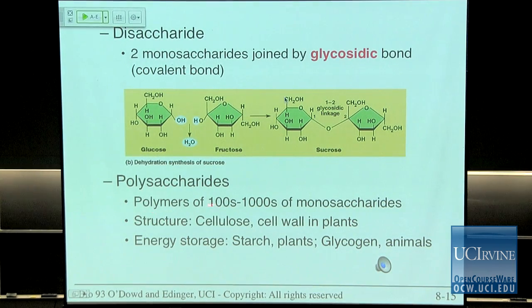Polysaccharides are when you have polymers of hundreds to thousands of monosaccharides. You can have, well, it's actually anything more than 2, and you can have up to thousands. And they're important for lots of things. For example, structure in plant cells, we have cellulose, a polysaccharide that is important in cell walls in plants. And they're really important for energy storage in the form of starch in plants and glycogen in animals.